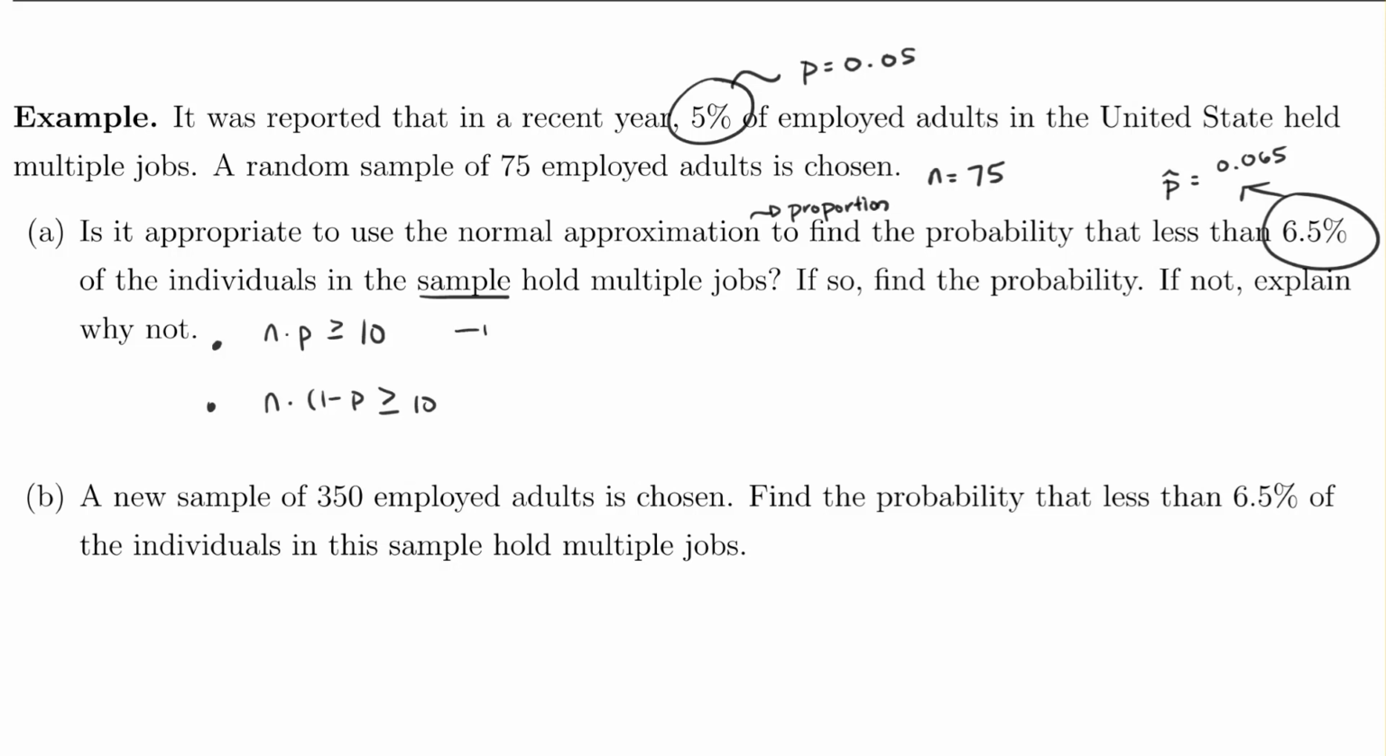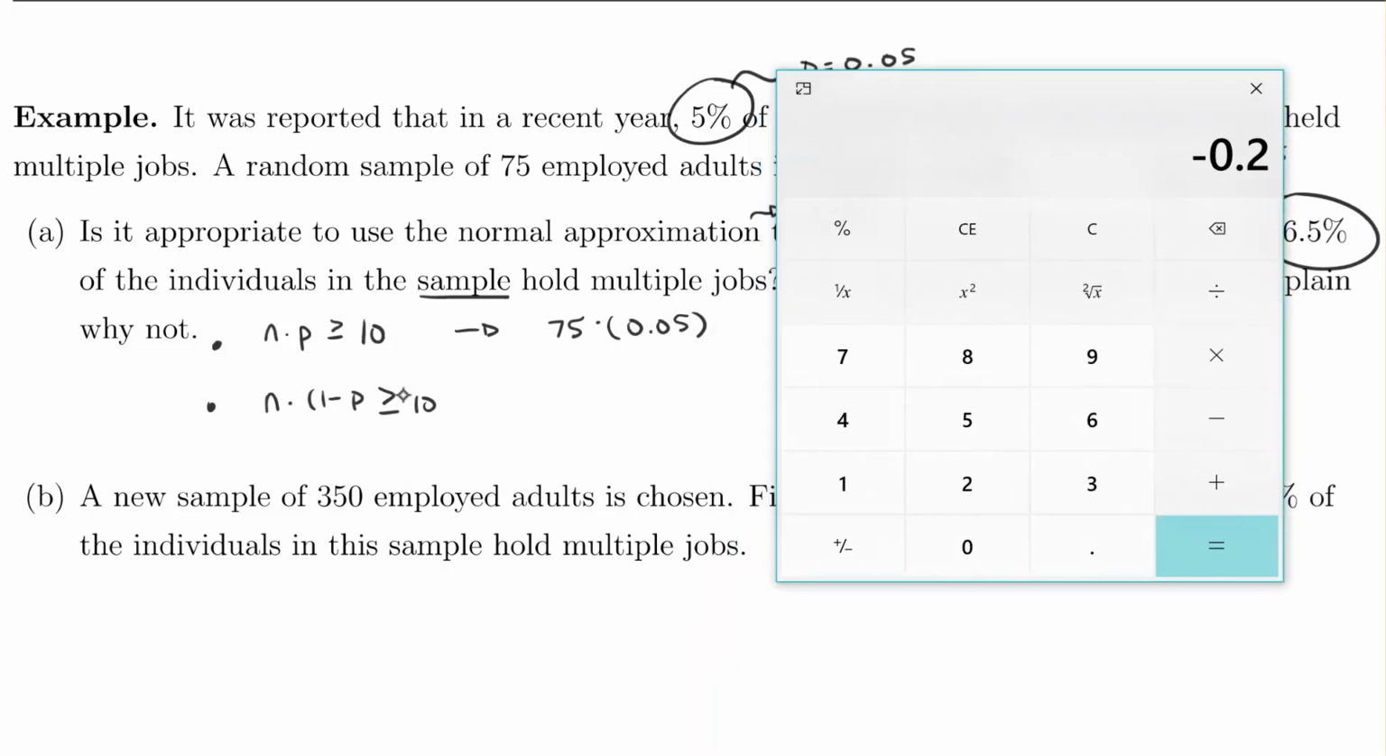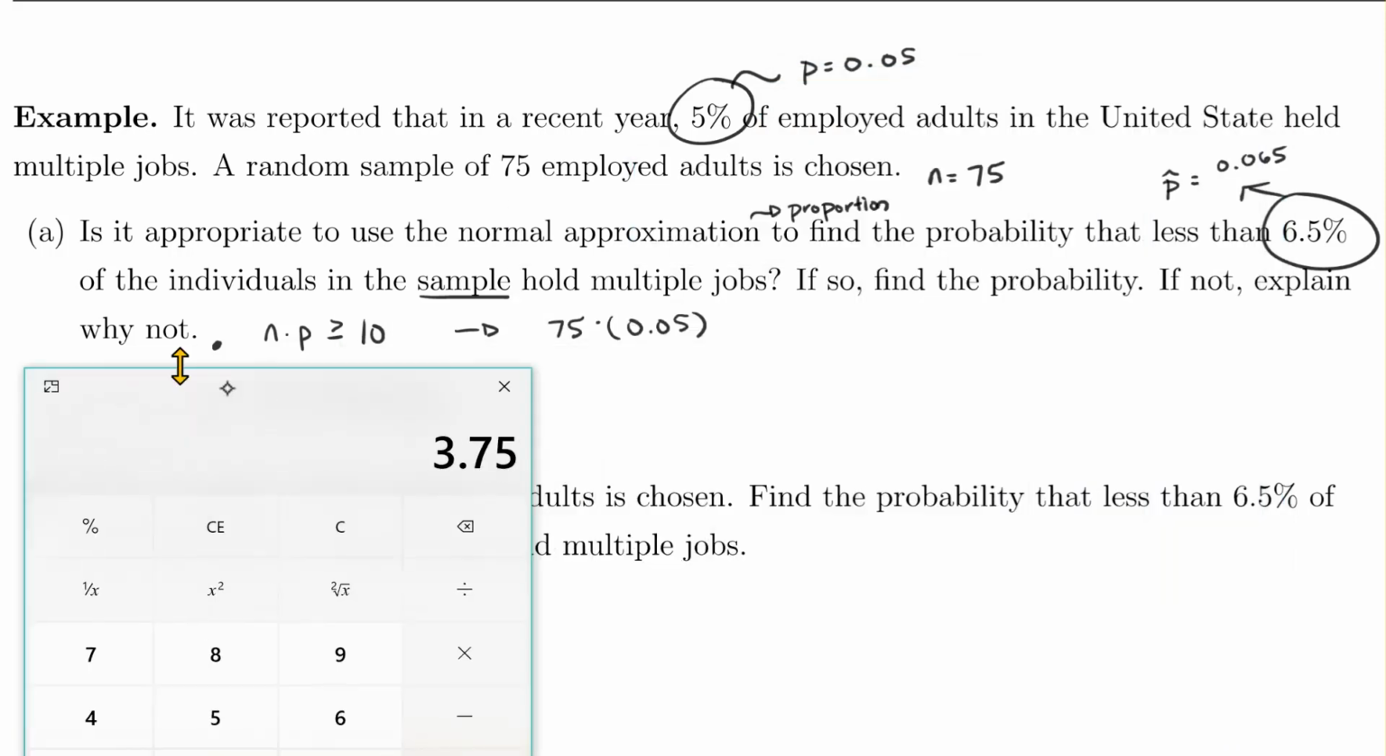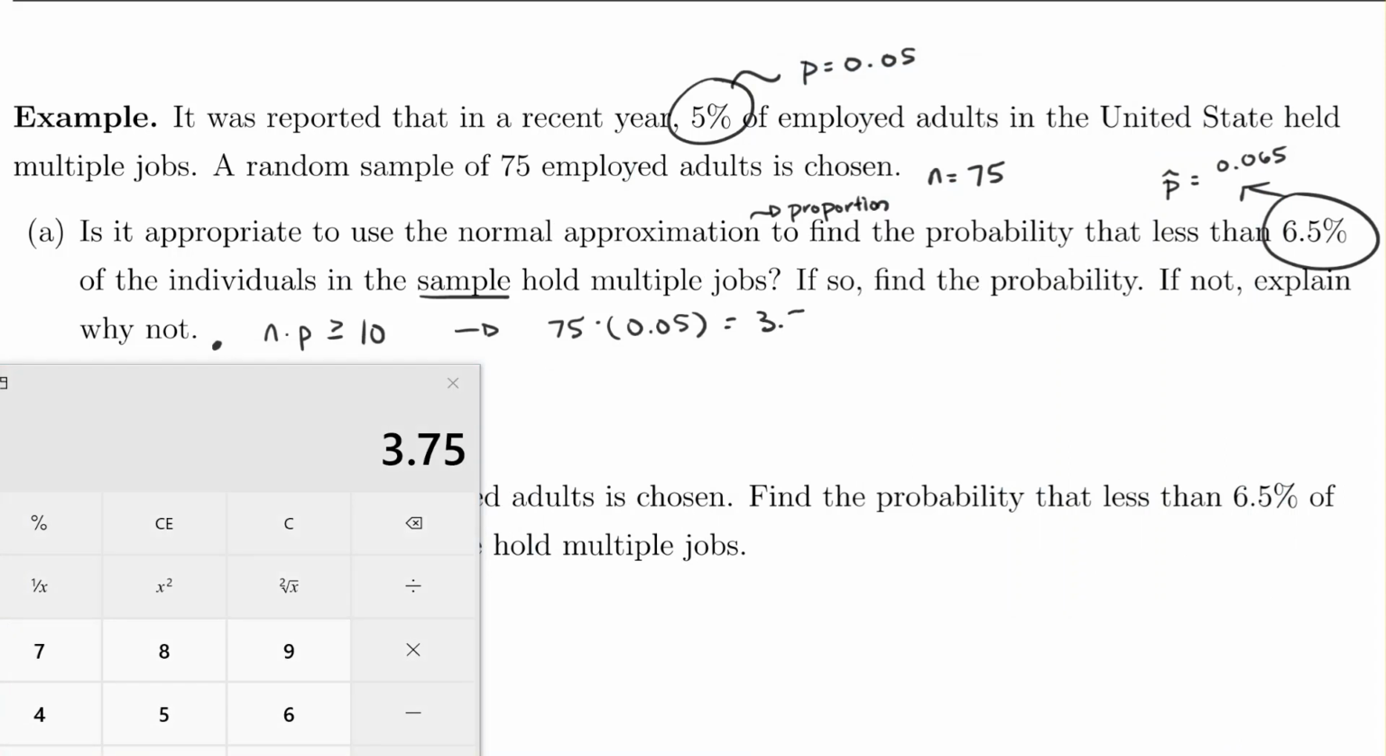So then to verify this, I say my sample size of 75 times my p-value, 0.05. And for us to use a normal approximation, both of these must be true. So if even just one fails, that's enough to say, no, it doesn't apply. So here, this is 3.75, which is definitely not greater than 10. So this first one fails.